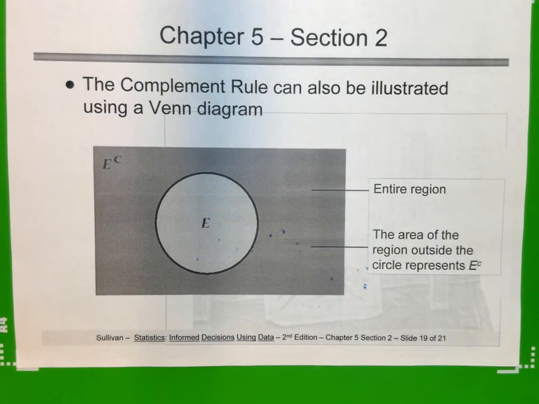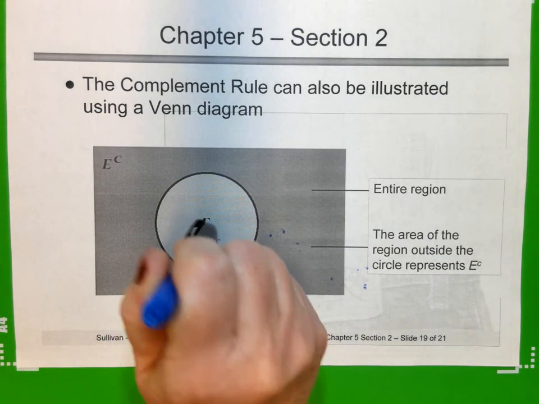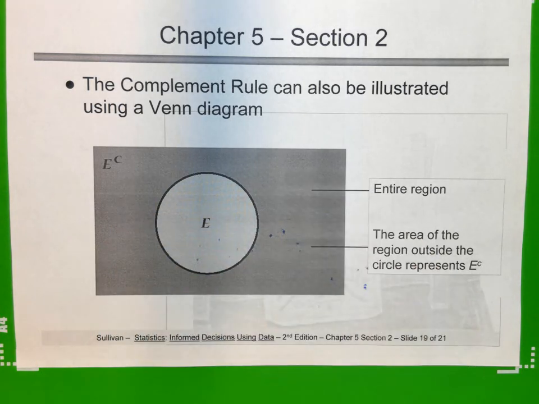Okay, the complement rule can be illustrated this way. If E is here, then the complement is the outside space. So if circle E is my event, then what is not in the event is in the sample space, which is the box.